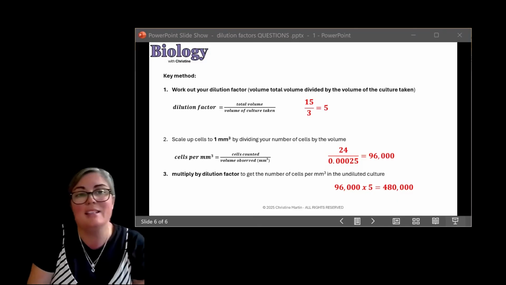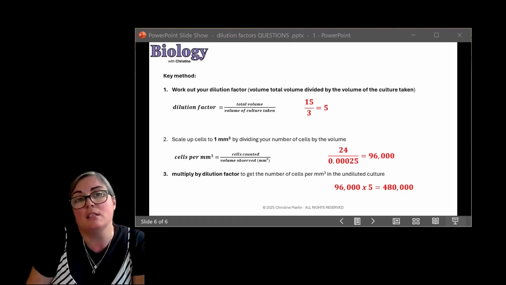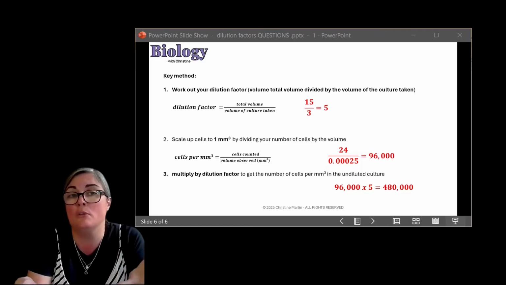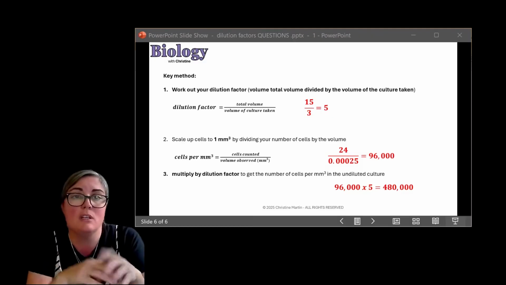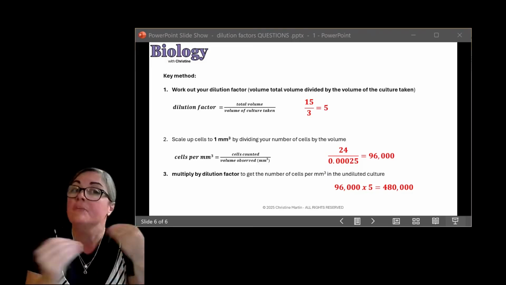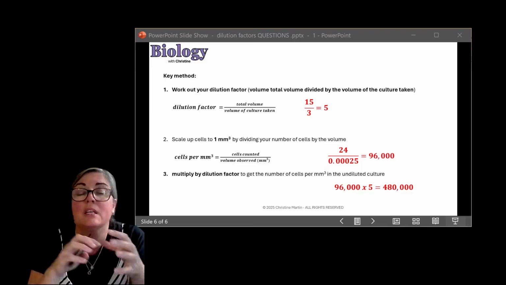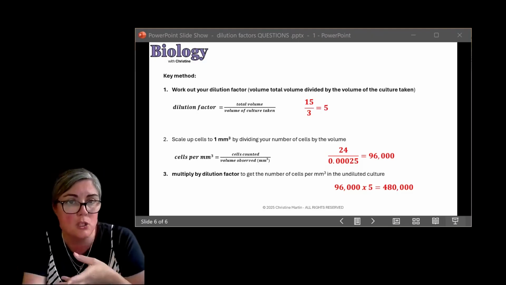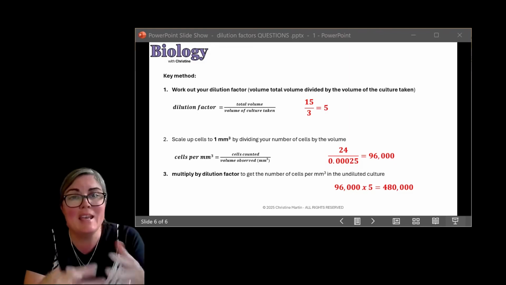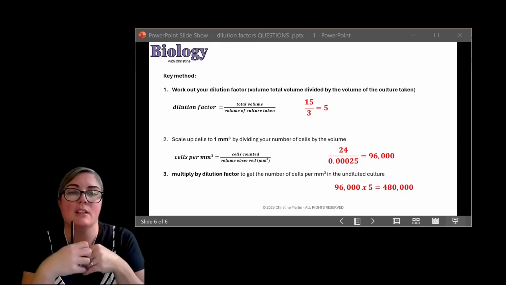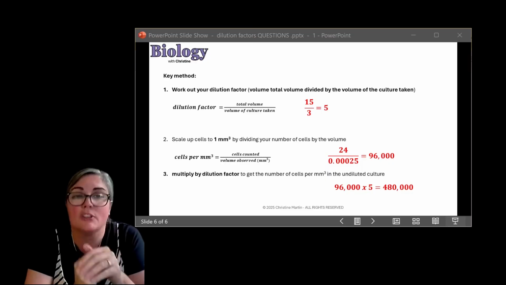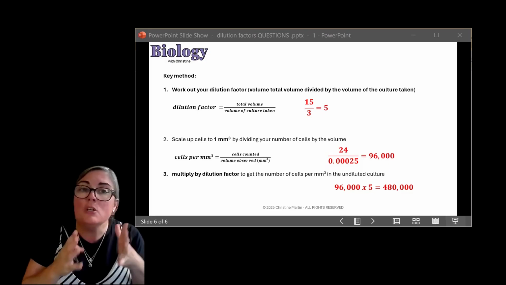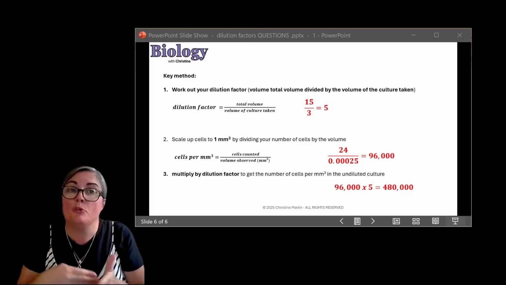In this case, if I had 3 centimeters cubed taken, I added 12 centimeters cubed, I've got a total volume of 15. 15 divided by 3 gives me a dilution factor of 5. If I have 24 cells in a sample which was 0.00025 millimeters cubed, I would then take that number and times it by my dilution factor, and that gives me 480,000.